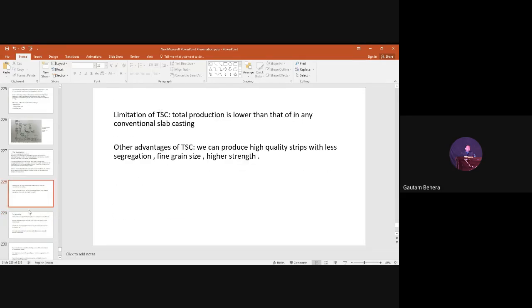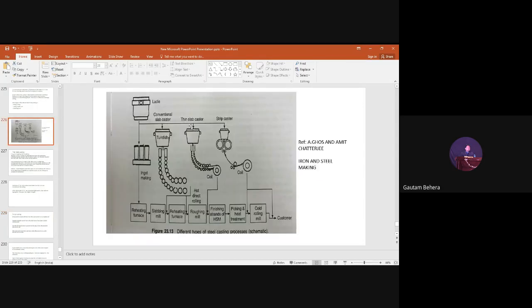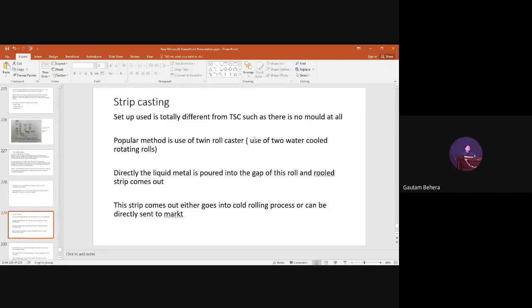Now strip casting, or direct strip casting. We have already seen the diagram. The setup used in strip casting is totally different from thin slab casting. What is the difference in the setup? You can see this is the setup for thin slab casting, and this is the setup for strip casting. Here a mold is present, but here there is no mold at all. So in direct strip casting, there is no use of a mold.